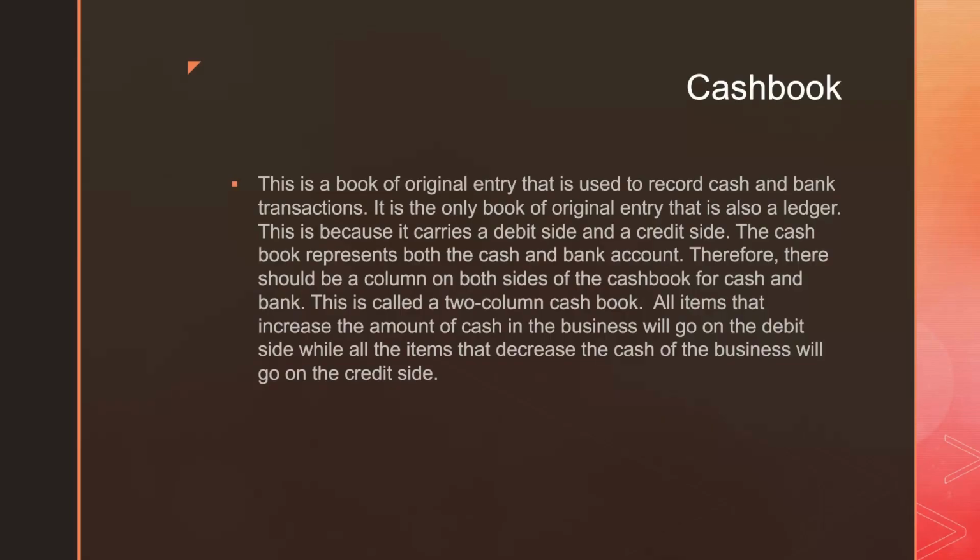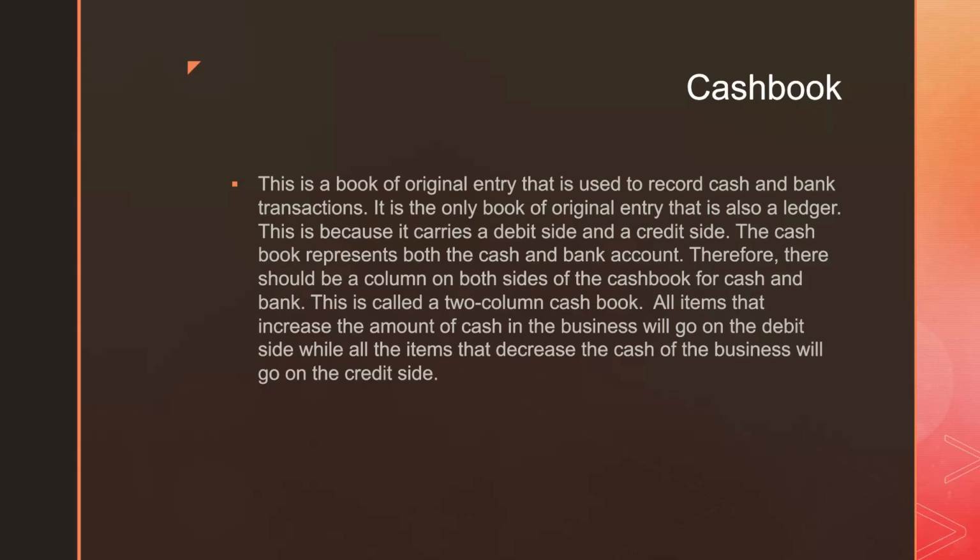The cash book is a type of book of original entry, and remember that our books of original entry are also known as our journals. So the cash book is used to record cash and bank transactions. Once it affects the cash or the bank, it's going to be recorded in the cash book. Now the cash book is the only book of original entry or journal that is also a ledger.